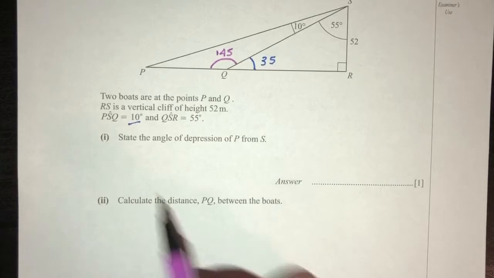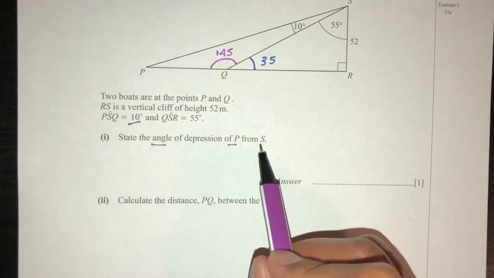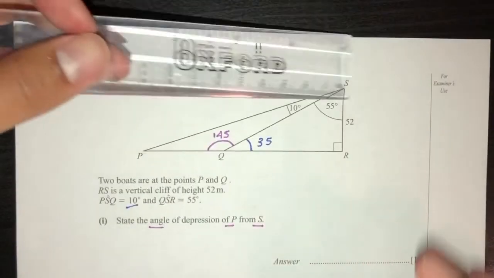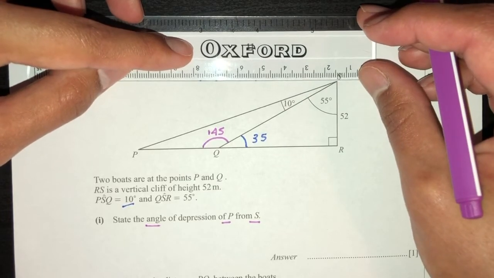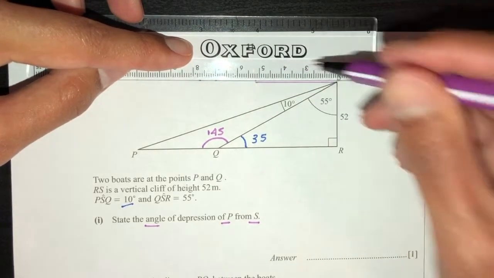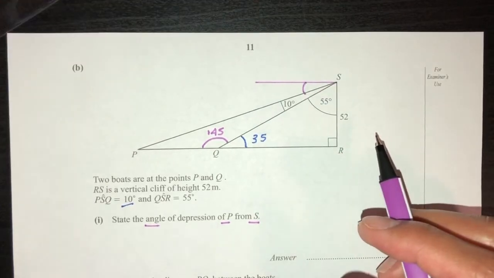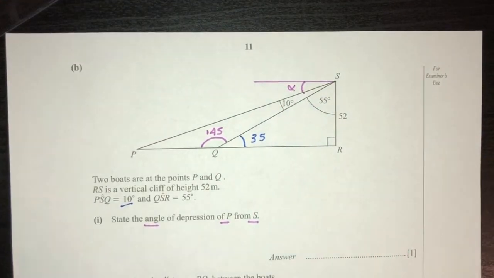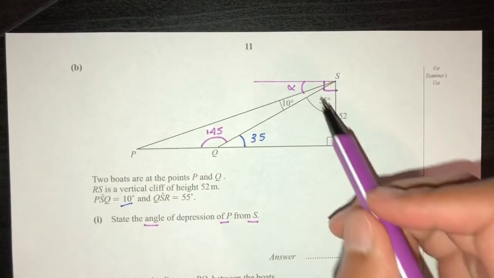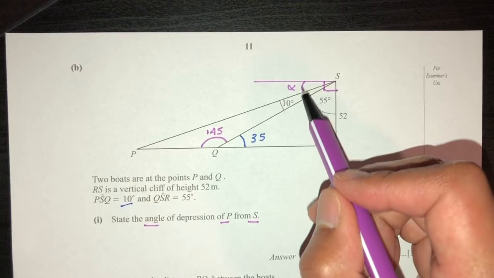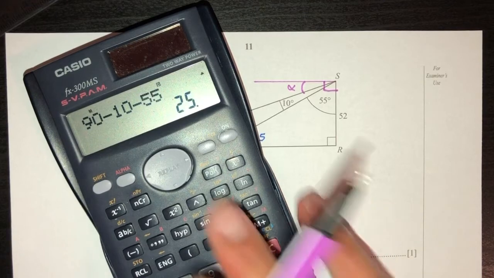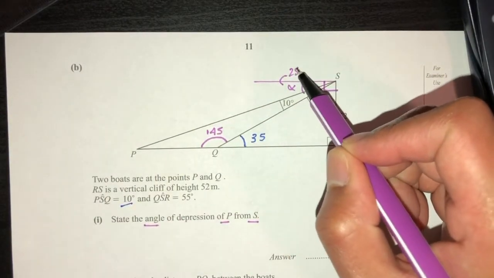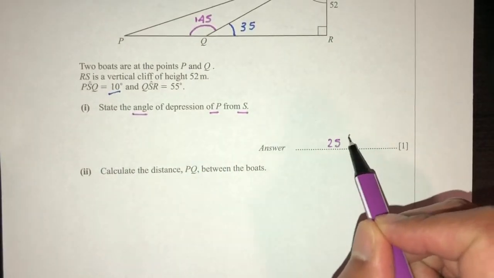Okay, question part 1 is to find the angle of depression of P from S. So let's find the angle of depression. We have to draw a horizontal line, and this will be your angle of depression. Let's call this one angle alpha. But if you observe, this is 90. So this is 55, this is 10. This will be the remaining angle. So 90 minus 10 minus 55, that will be 25. So this will be 25 degrees. That will be your angle of depression of P from S, which is 25 degrees.